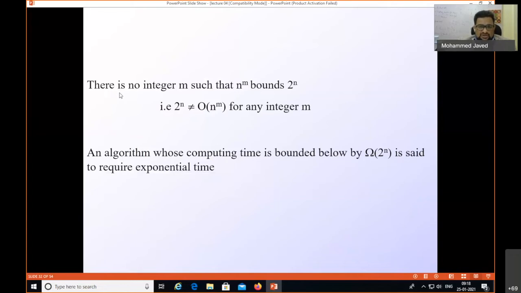And there is some point to remember here. There is no integer m such that n power m bounds 2 power n. So 2 power n is not equal to big O of n power m for any integer m. An algorithm whose computing time is bounded below by omega of 2 power n is said to require exponential time. So if the time complexity is bounded below by 2 power n, it is said to be an exponential time complexity.